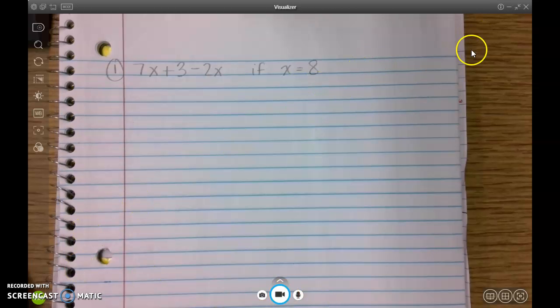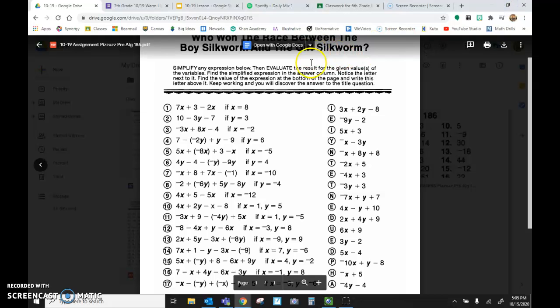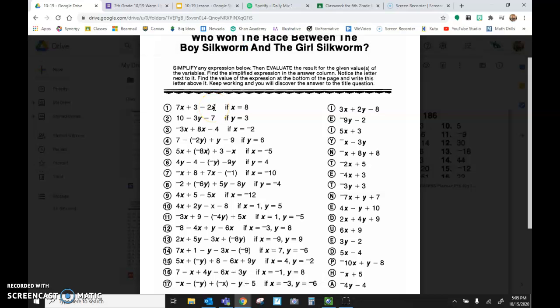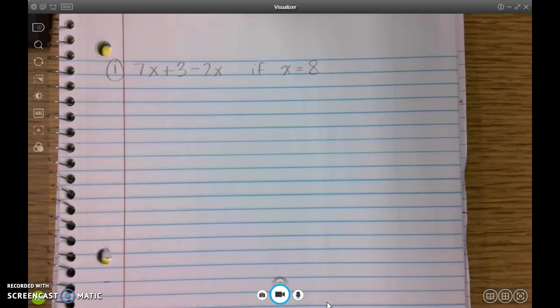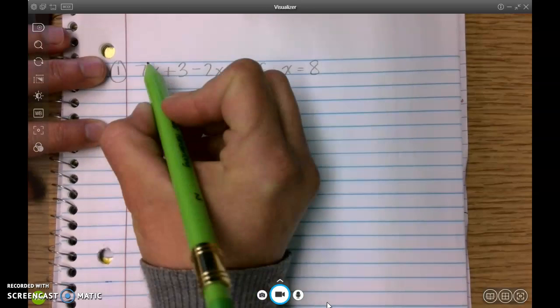Oh, let's go back and actually look at the directions. So it says simplify any expression below, then evaluate the result for the given values of the variables. So here's your expression. You need to simplify it, then you will evaluate it. So we're going to do step 1, simplify, step 2, evaluate. So step 1 is simplify.